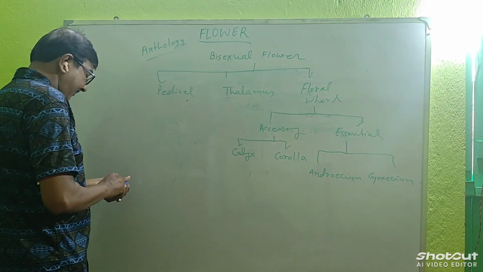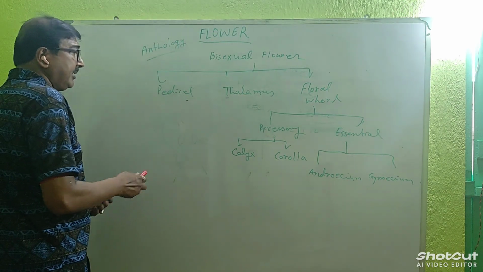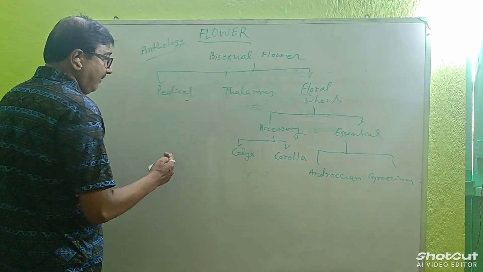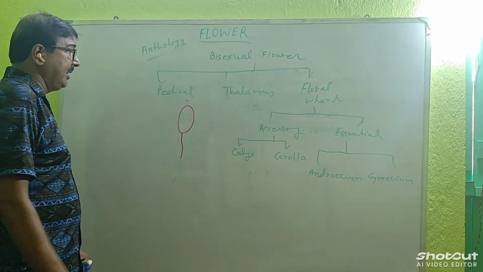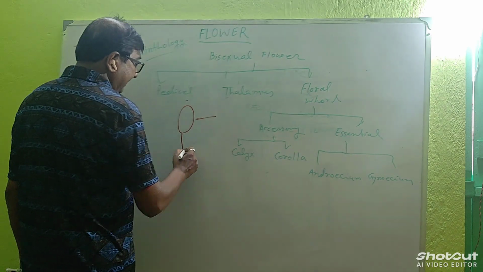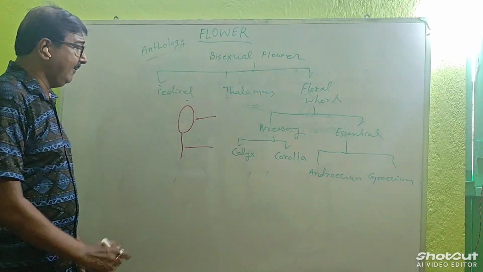Androecium is the male part of the flower. It looks like this. This is the androecium. The upper part is called the anther, the pollen-bearing part, and the lower part is called the filament.